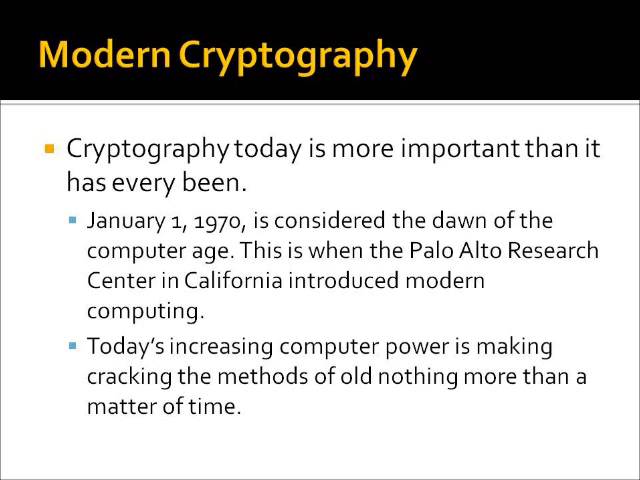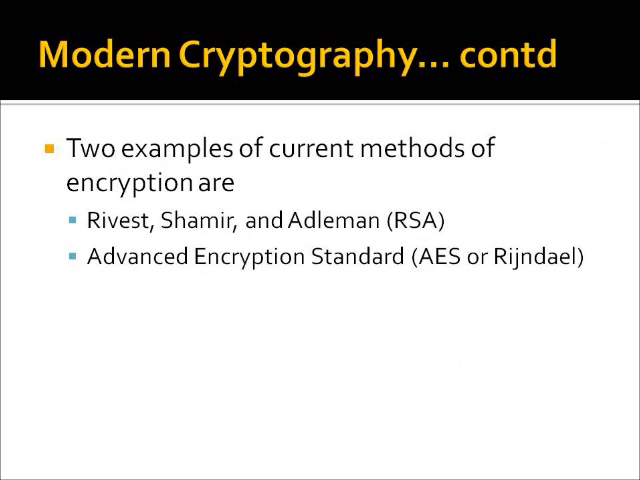Today, with the rise of computers and the advancement of technology, cryptography is more important than it has ever been. The computer age is considered to have started on January 1st, 1970, when the Palo Alto Research Center in California introduced modern computing. Like I say, today's computers are way more powerful. The codes that were used back then just aren't sufficient for today. They're too insecure. There are two aspects of cryptography now that are used in current methods, and those two are RSA and AES, or some people know it as Rijndael.